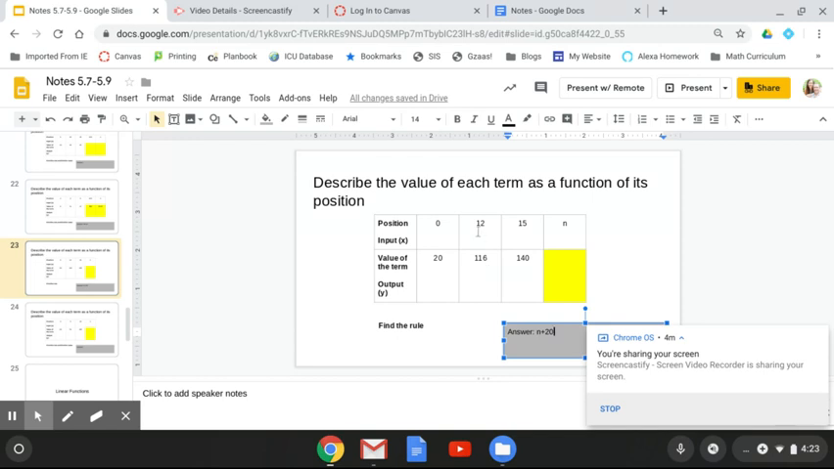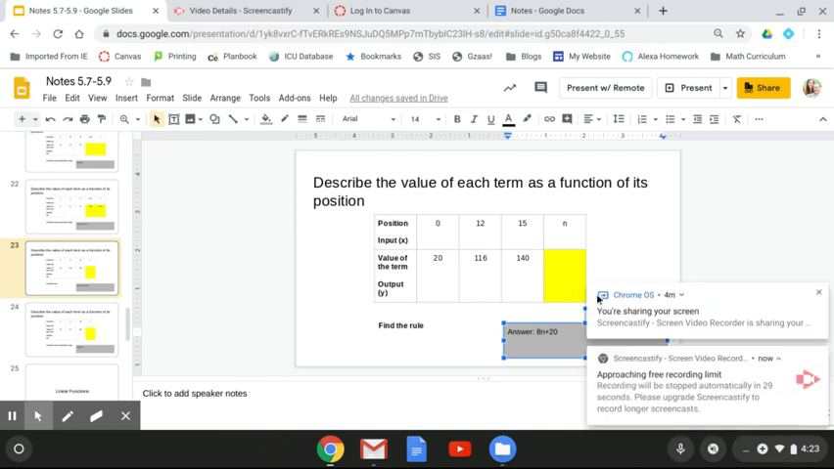So then I think, well, what can I multiply by 12, if anything, to get 96? And that answer would be 8. So let's see if that works every time. 0 times 8 is 0, plus 20 is 20. That works. 12 times 8 is 96, plus 20 is 116. 15 times 8 is 120. 120 plus 20 is 140. So that is my rule, 8n plus 20.